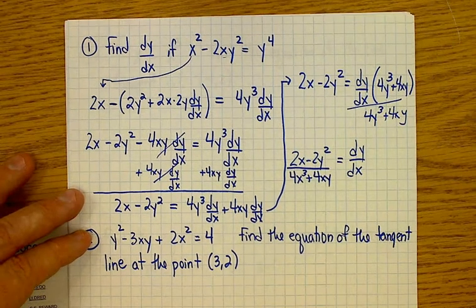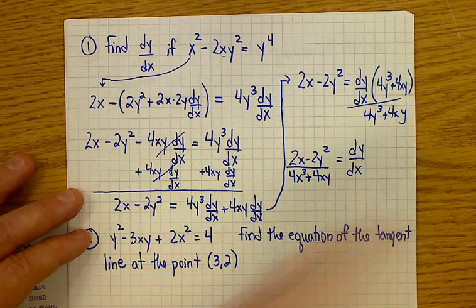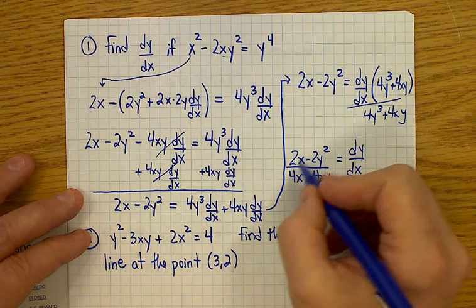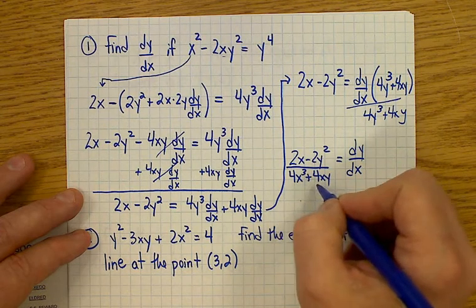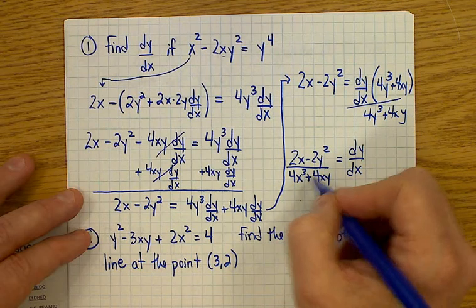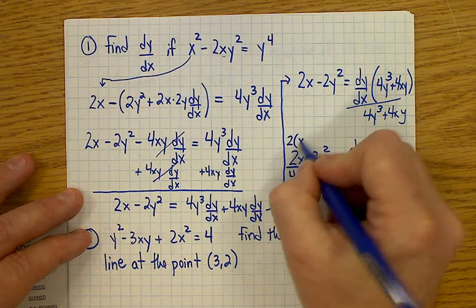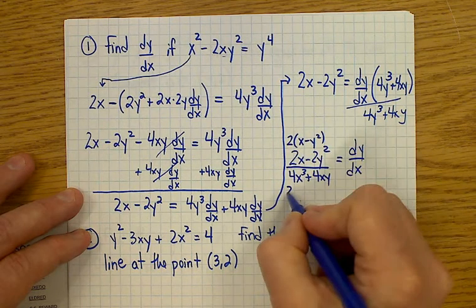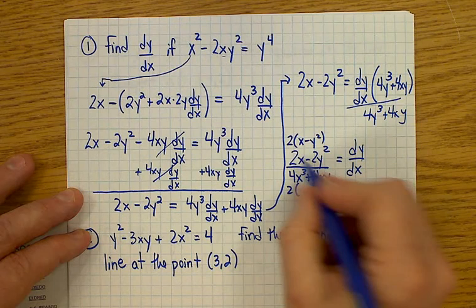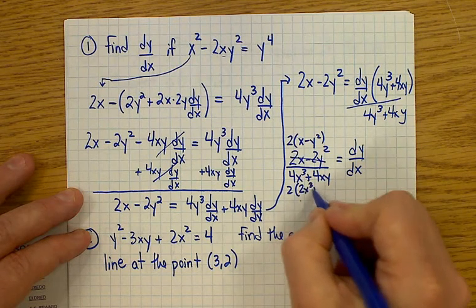And the only other thing we can do is, and I'll do it because I'm running out of room, is we can pull a 2 out of the top, and I can pull a 4 out of the bottom, but I can only really reduce it by 2. So I'm going to pull a 2 out of the top, leaving me with x minus y squared. I'm going to pull a 2 out of the bottom because that's what's going to be able to cancel, leaving me with 2y cubed plus 2xy.